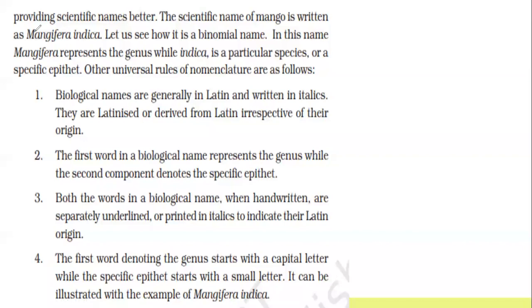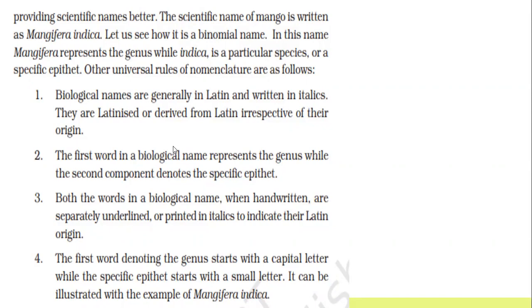The scientific name of mango is Mangifera indica. When printed, it should be in italics, and when handwritten, they should be separately underlined. Okay. Biological names are generally in Latin and written in italics. The first word of the biological name represents genus, while the second one is a specific epithet. When handwritten, they should be separately underlined or printed in italics to indicate their Latin origin. The first word denoting the genus starts with a capital letter, while the specific epithet starts with a small letter, and can be illustrated with the example of Mangifera indica. Okay.